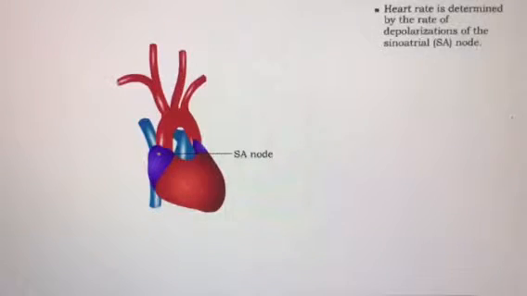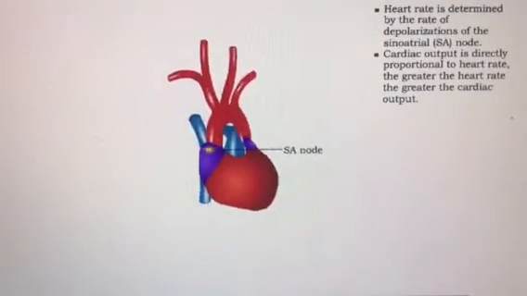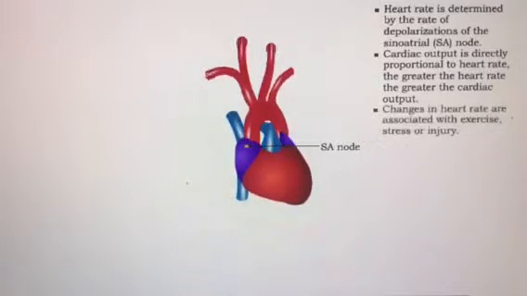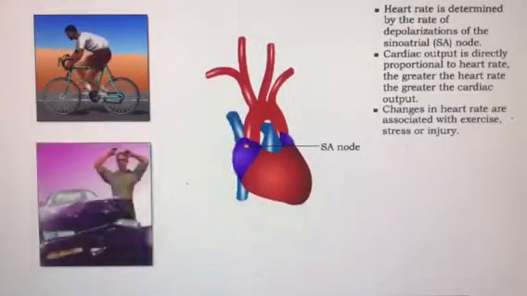The sinoatrial node normally initiates 60 to 100 heartbeats per minute. A normal resting heart rate is about 75 beats per minute. Heart rate and cardiac output are directly proportional to one another. The greater the heart rate, the greater the cardiac output. Heart rate is influenced by such conditions as exercise, stress, blood loss, and tissue damage.